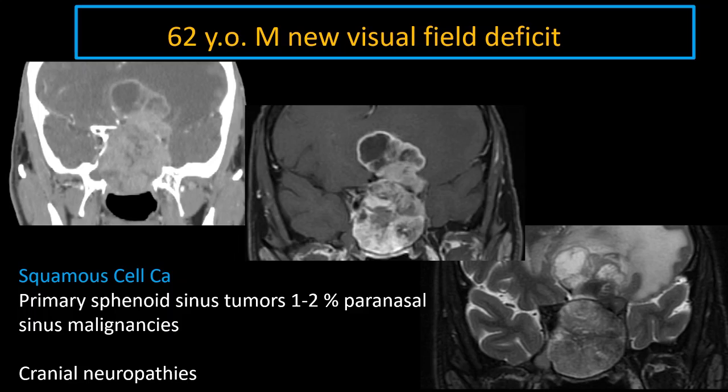This ended up being squamous cell carcinoma, although it could have very easily been sinonasal undifferentiated carcinoma or possibly a large B-cell lymphoma. Primary sphenoid sinus tumors are relatively uncommon, but when present are oftentimes associated with cranial neuropathies given the numerous adjacent skull base foramina traversing the central skull base.